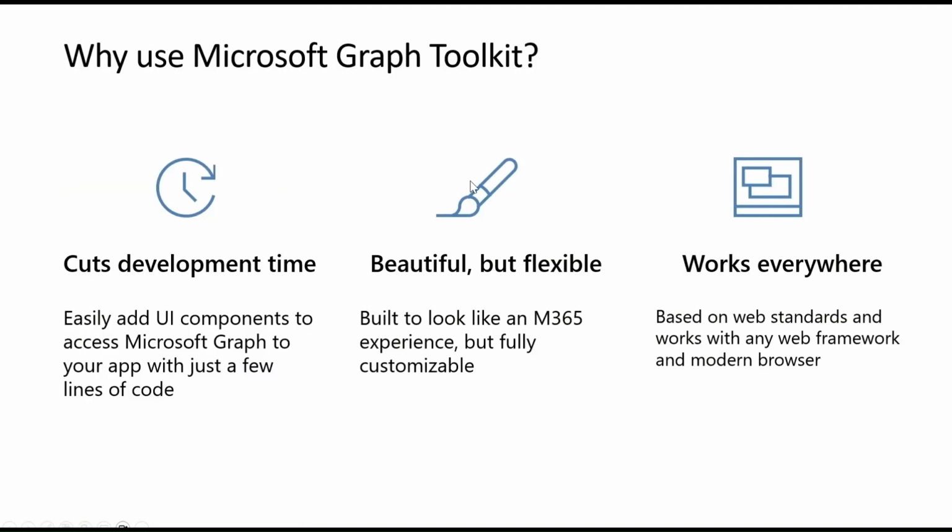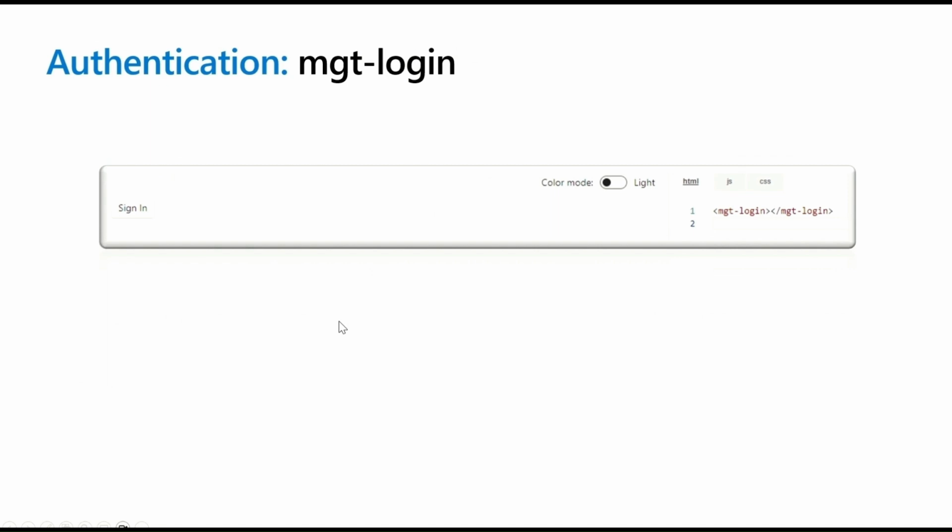Why use Microsoft Graph Toolkit? It cuts development time as one can easily add UI components to access Microsoft Graph to the app within just a few lines of code. It's beautiful but flexible, built to look like an M365 experience but fully customizable, and it works everywhere as it's based on web standards and works with any web framework and modern browsers. Let's examine a few Graph Toolkit components and explore the capabilities they offer.